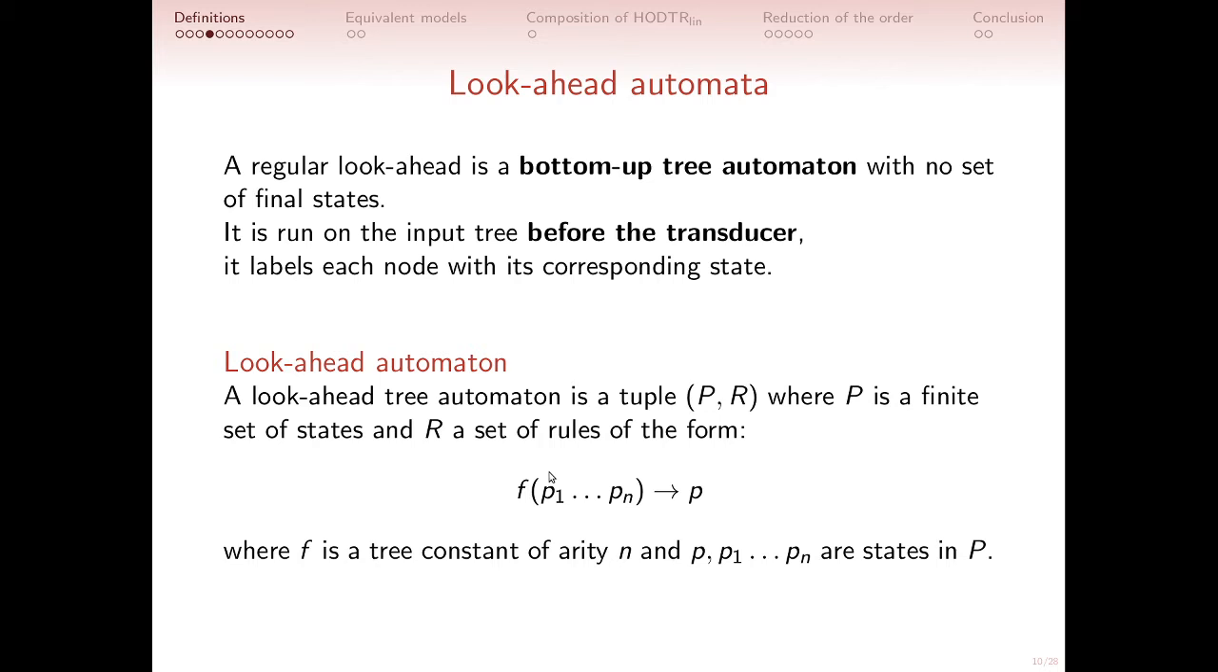I will also explain how regular look-ahead works. It is a bottom-up tree automaton without any set of final states. It is run before the transducer actually starts the top-down computation, and it labels each node with a state from the bottom-up tree automaton. And these states will be read by the transducer, and the transducer will be able to do different things depending on what the look-ahead tells it.